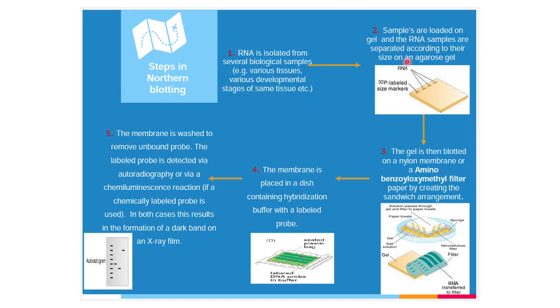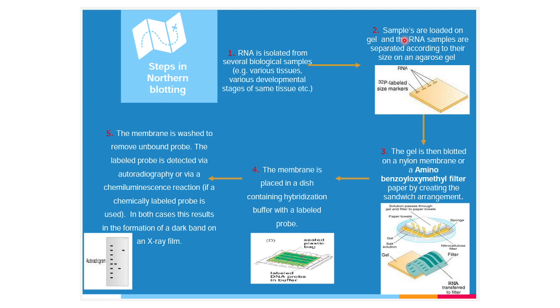So first you isolate RNA from biological samples, then you run it on a gel to separate them according to their size, and you use 32P labeled size markers. It is transferred onto a membrane that can be a nylon membrane or an aminobenzyloxymethyl filter paper. Then you hybridize it using a particular probe having the complementary sequence, and finally you observe it by autoradiography or chemiluminescence.